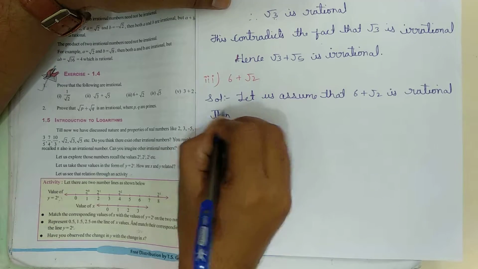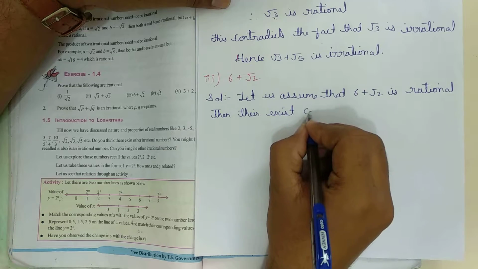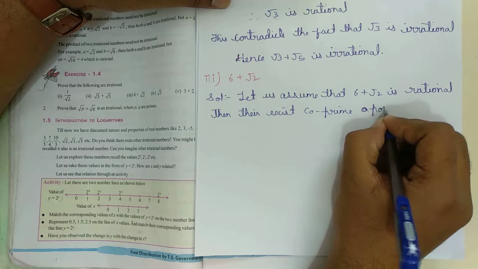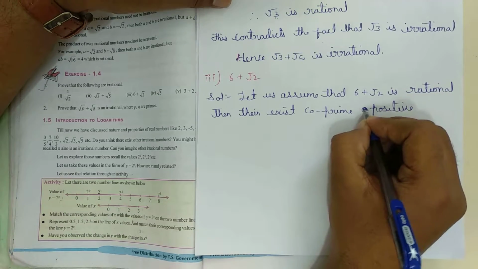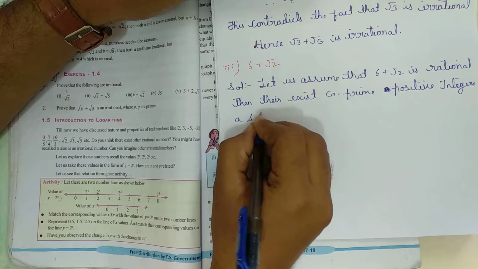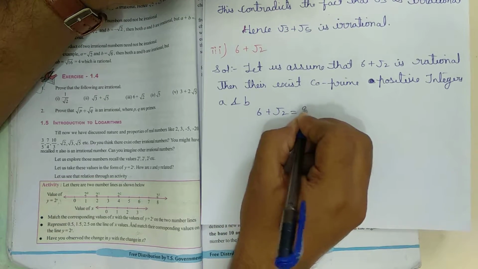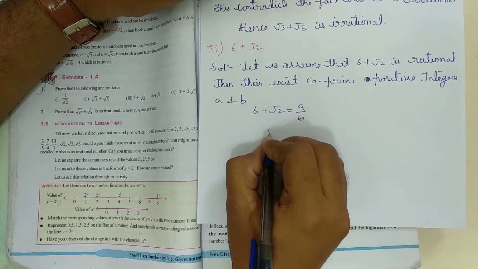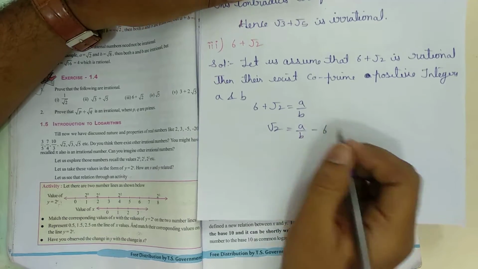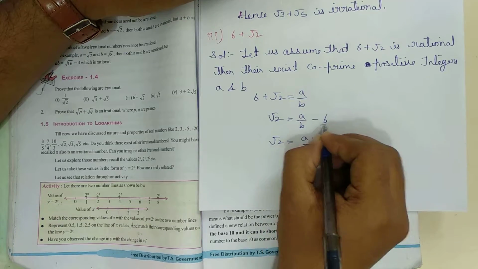Then there exist co-prime positive integers a and b. Okay, then it will become 6 + √2 is equals to a/b. Okay, so √2 I'll keep here, I'll send a/b minus 6. So √2 is equals to (a − 6b)/b, because I took LCM.